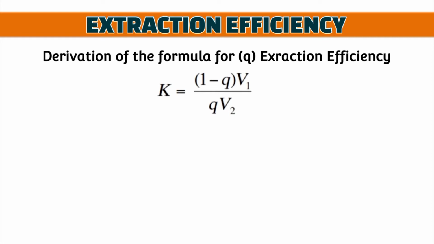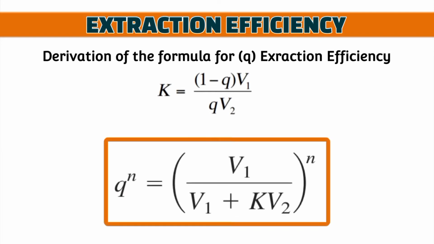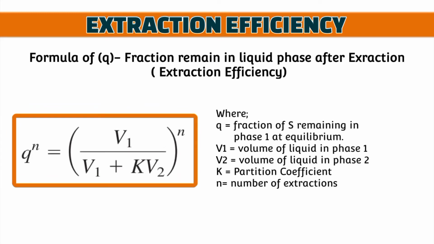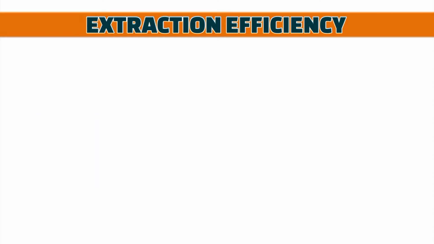From this formula, we can get the formula for Q in order to check the extraction efficiency. And deriving it will give us the formula for Q, which is this. Here, Q represents the fraction of the solute remaining in phase 1 at equilibrium. V1 represents the volume of liquid in phase 1, V2 is the volume of liquid in phase 2, K is the partition coefficient, and N is the number of extractions.